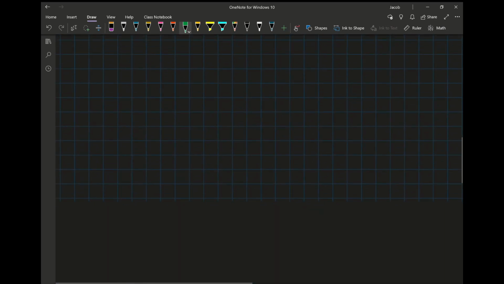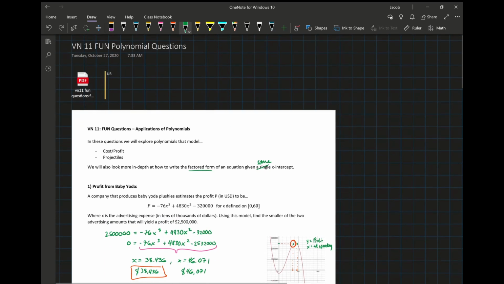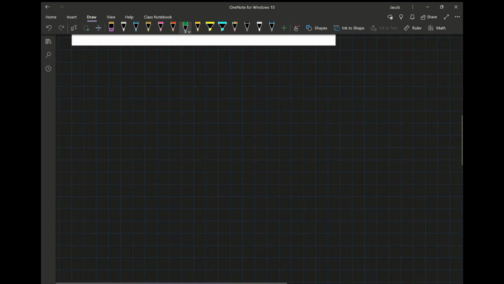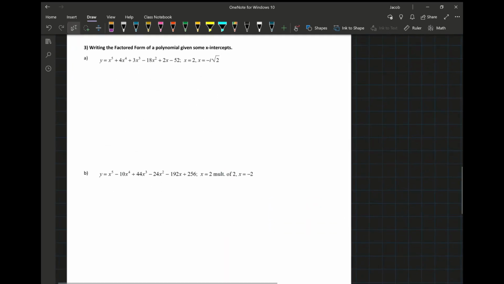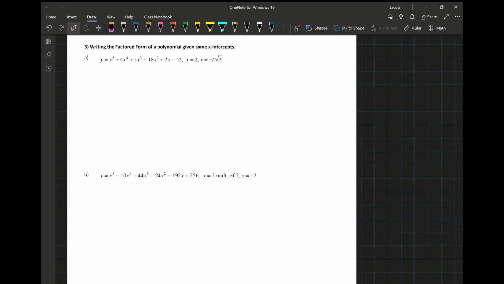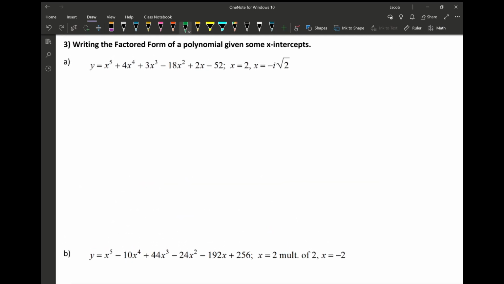And we are looking for, there it is. I don't know why it's all the way down here. We're looking at the last bit, which is going to be writing the factor form of a polynomial given some x-intercepts. So the x-intercepts we are given are 2 and negative i radical 2.